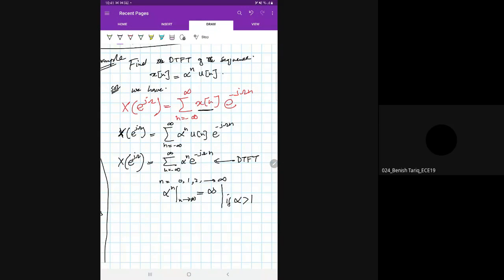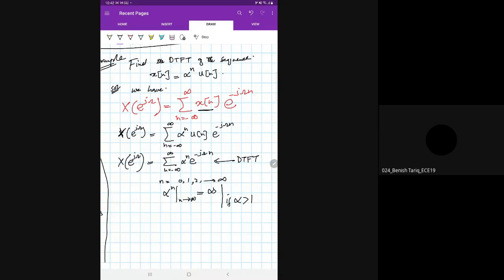Say for example, alpha is 2. 2 raised to power 1 is 2, 2 raised to power 2 is 4, 2 raised to power 3 is 8, and it will go on. 2 raised to power infinity will be infinity. So if the value of alpha is greater than 1, then as n goes to infinity, alpha raised to power n will not converge. It will diverge and become unstable. If alpha raised to power n does not converge, then the discrete time Fourier transform equation will also not converge.